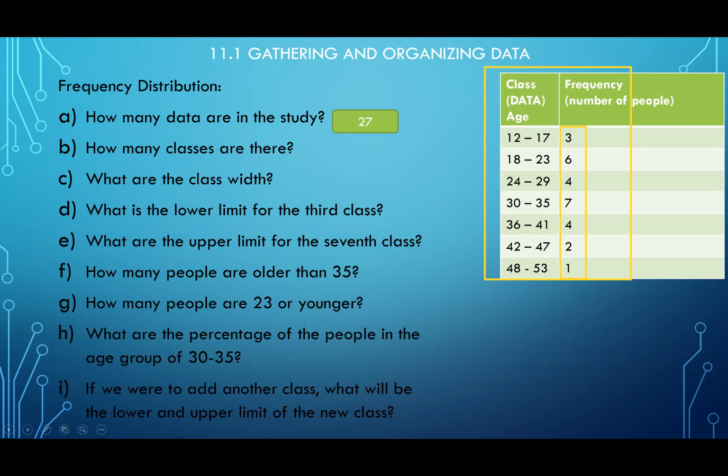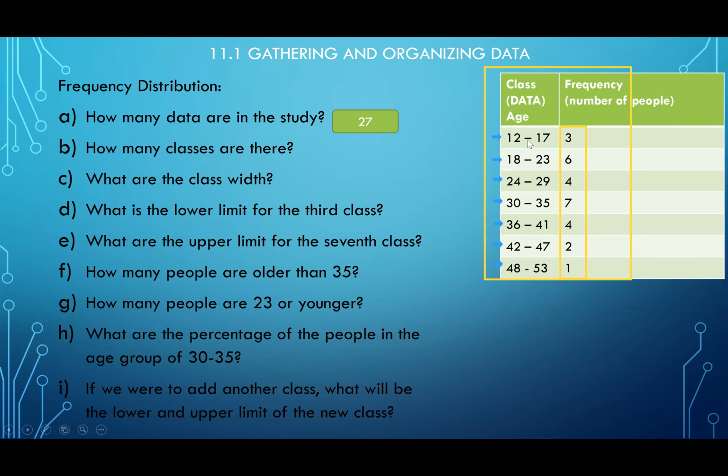How many classes are there? So as you can see, each of these groups is one class. We break it down into each of these items here. So this is the class. Again, the class is just the group of data built up together.